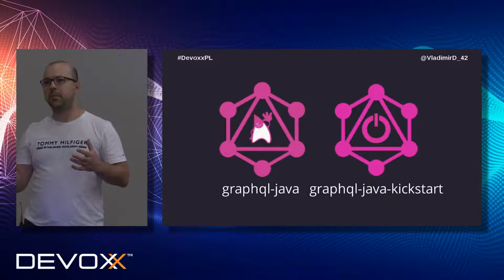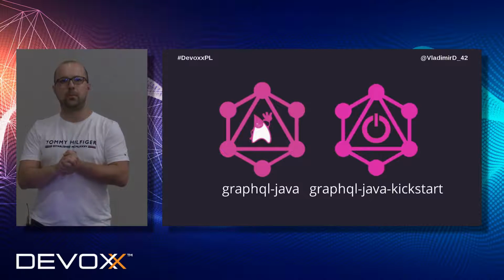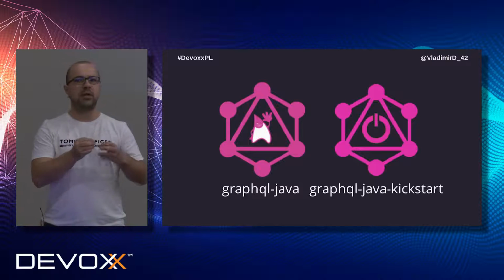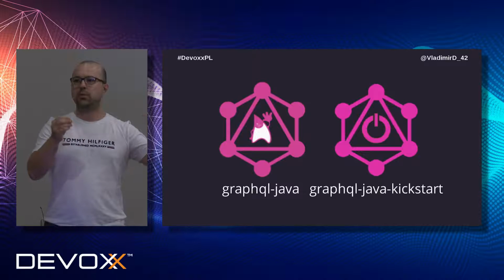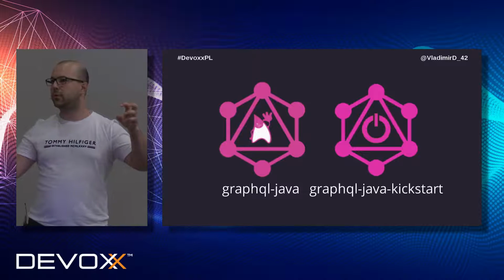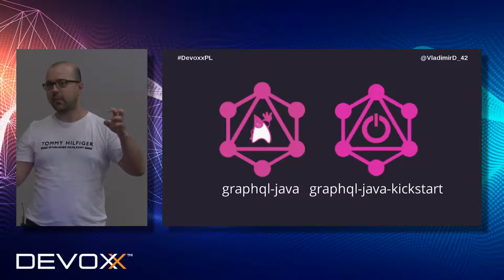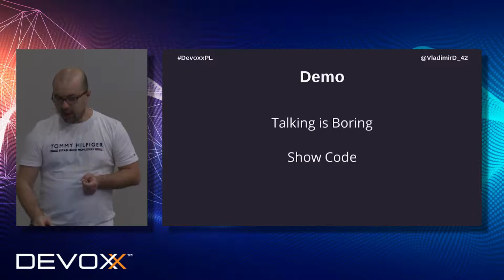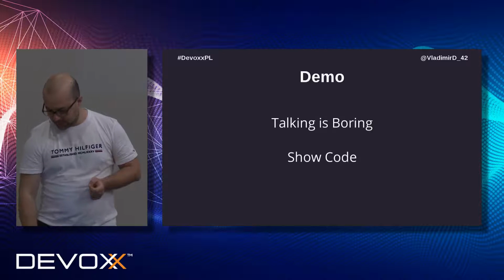So that's why a group of people said, okay, we are going to build Kickstarters, where there are very simple ways to connect the GraphQL Java engine with some of the most common ways of interaction. Both approaches have pros and cons. We'll see. Like I always say, talking is boring, so let's look at the code.